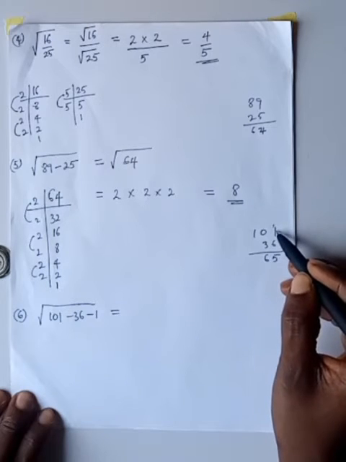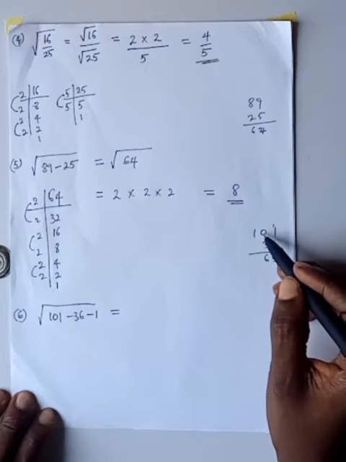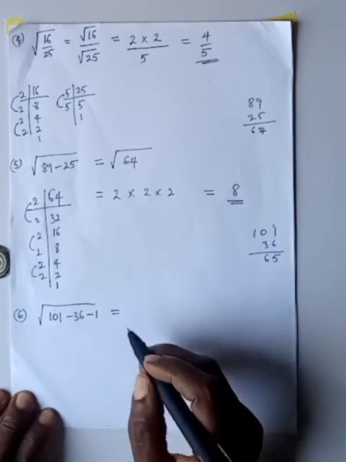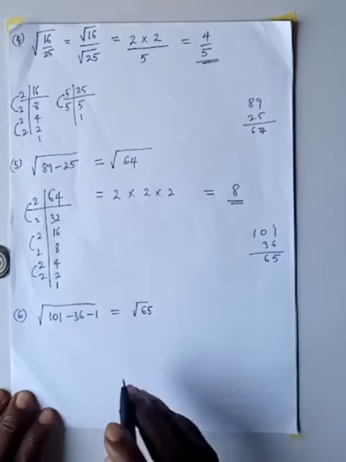Now, this is 11. 11 minus 6 here gives 5. While this is now 9. So, 9 minus 3 here gives 6. So, that means we have to find what? So, it's reduced to 65.